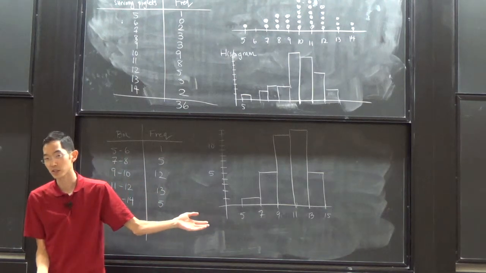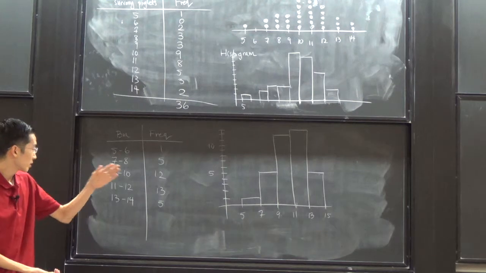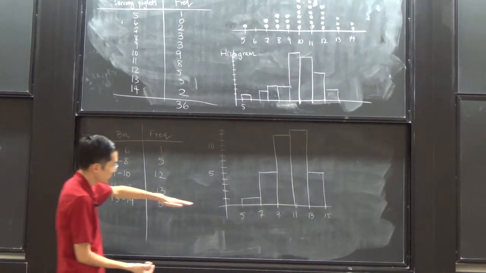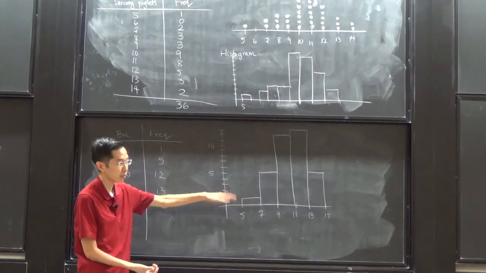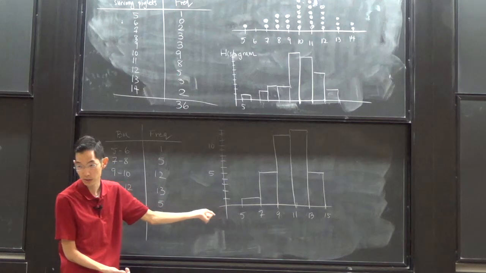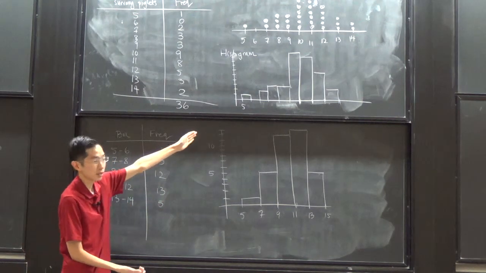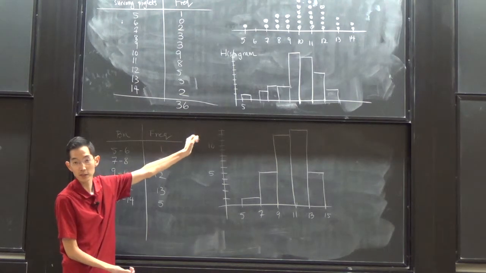But that's more stylistic than functional. So the horizontal axis in a histogram are numbers, and they are the numbers that the numeric variable takes on. The vertical axis is what? The frequency. The vertical axis is the frequency.